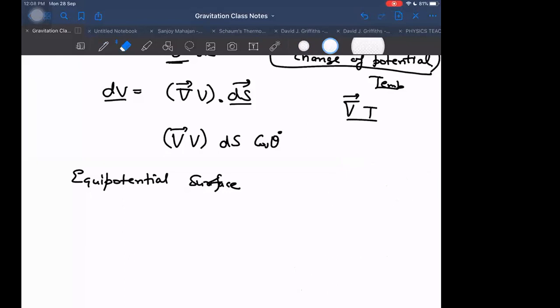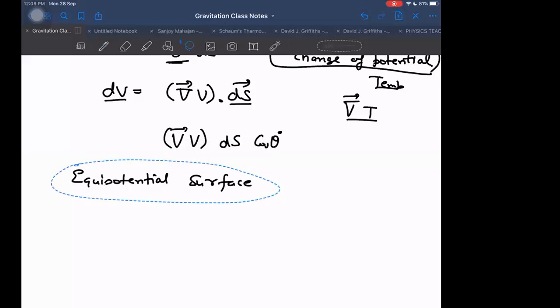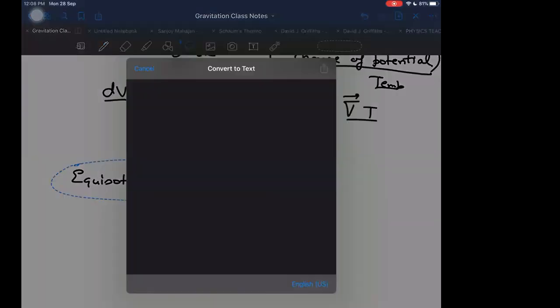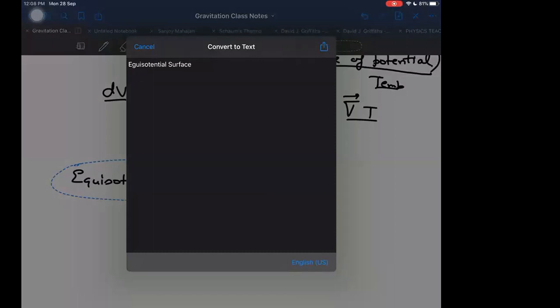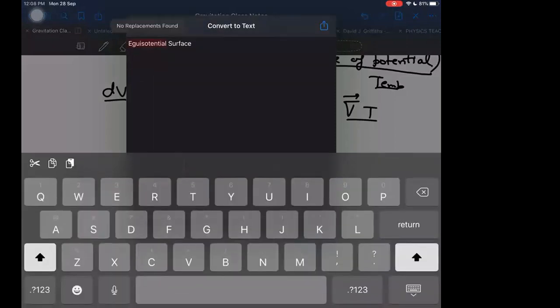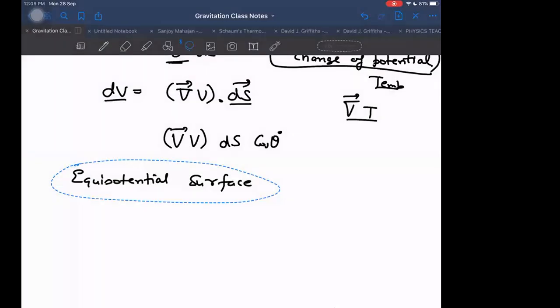Right. Equipotential surface. Now let us come to this. What does it mean? As the name suggests, equipotential, same potential. Equipotential surface means that surface where the potential is the same. So in which case will the potential be the same on the surface?